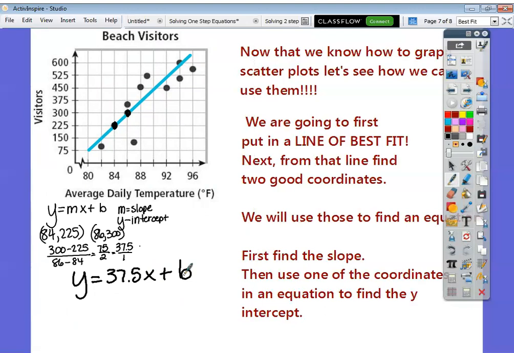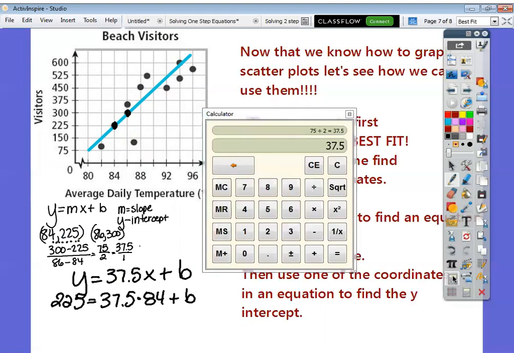Pick a coordinate. It doesn't matter what coordinate you pick, your choice. Well, I'm going to pick this one right here. So my y is 225 equals 37.5 times my x, which is 84, and then plus the b. Now all I have to do is solve it. So the first step is to multiply 37.5 times 84, and it comes out to be, whooshka, 3,100.